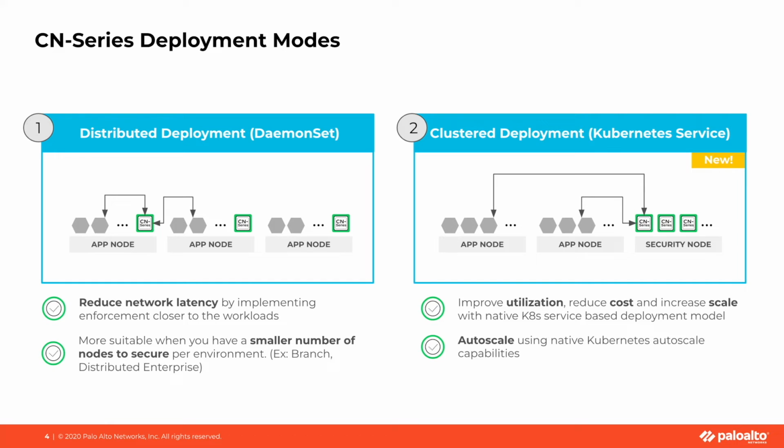So what happens here is that CN-Series is deployed in a dedicated security node. And this greatly improves utilization because a data plane needs to be maxed out in order for another to be spun up. So you can ensure that you're always using just what you need. And this also enables autoscaling using native Kubernetes autoscaling capabilities.